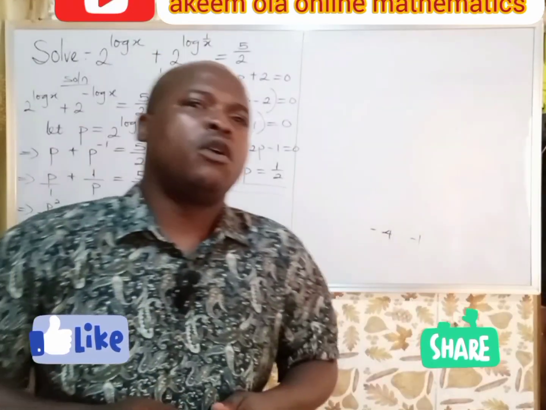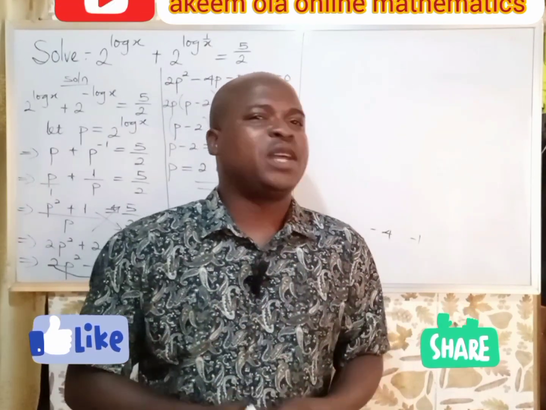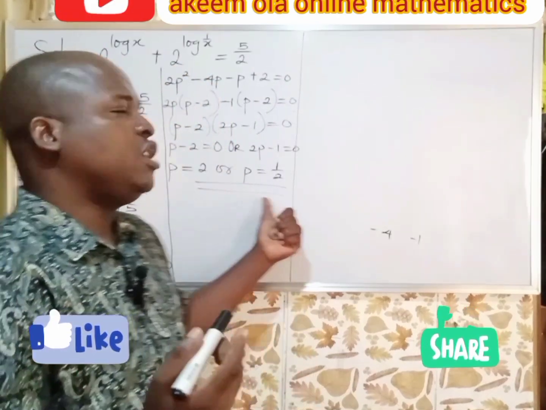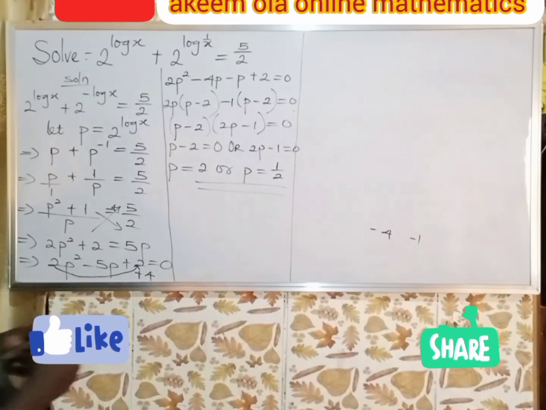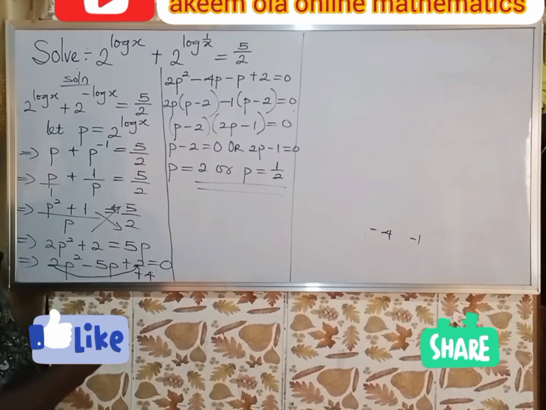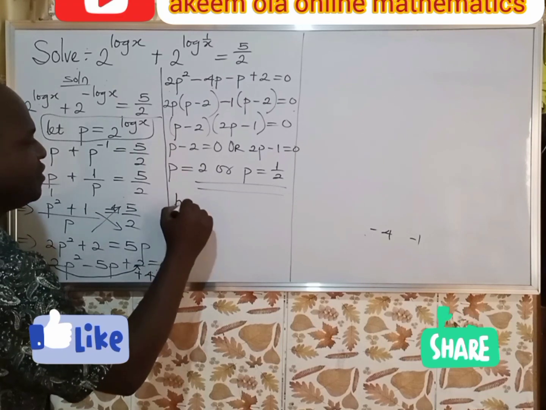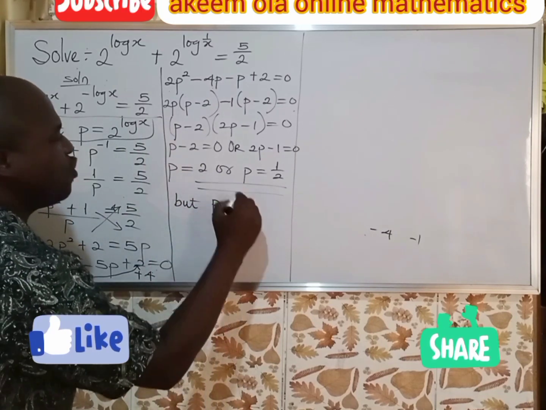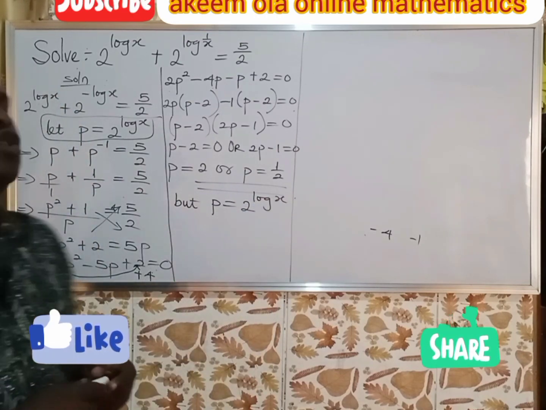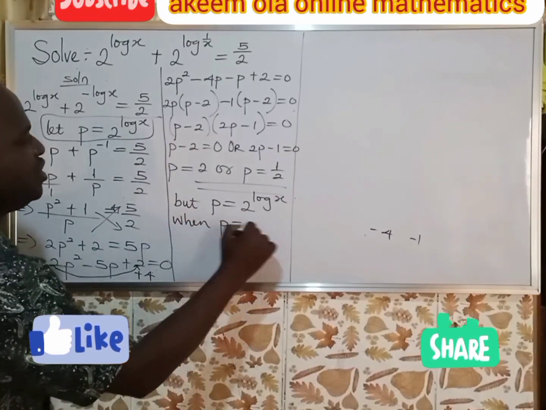But if you observe very well, p was not part of the original question. We are the ones that introduced p. So we need to change the p to x that is used in the original question. We have to look for the relationship between p and what is used in the question. So we need to go back to where we said p is equal to 2 log x. I can now take the value of p one after the other. So I'll write, when p is equal to 2.